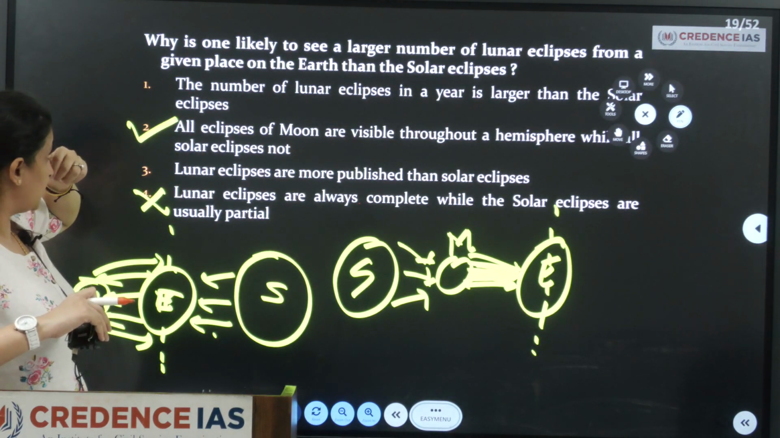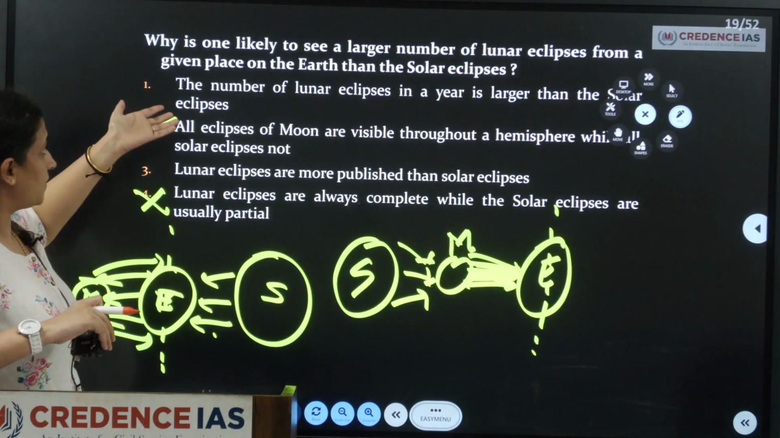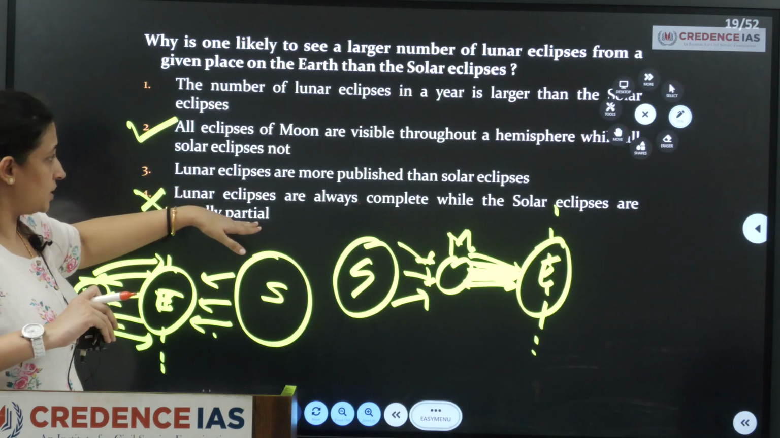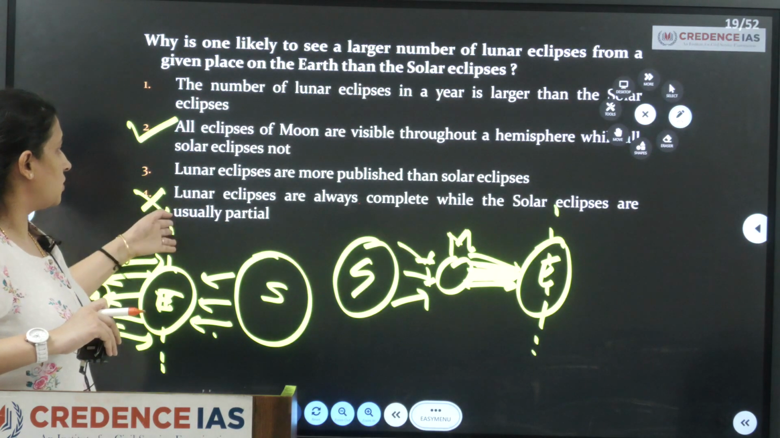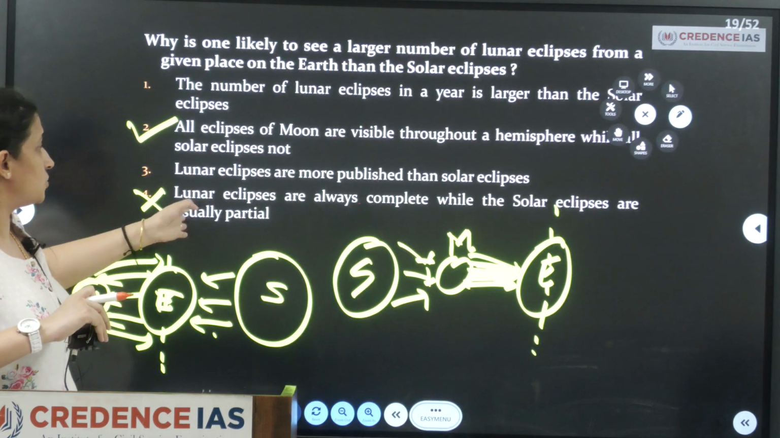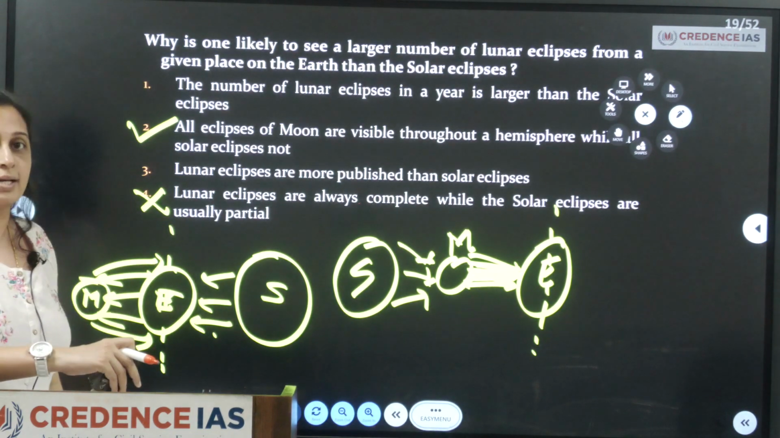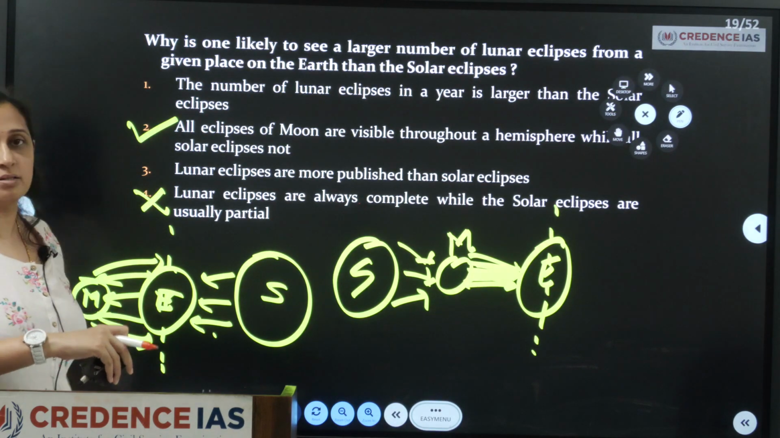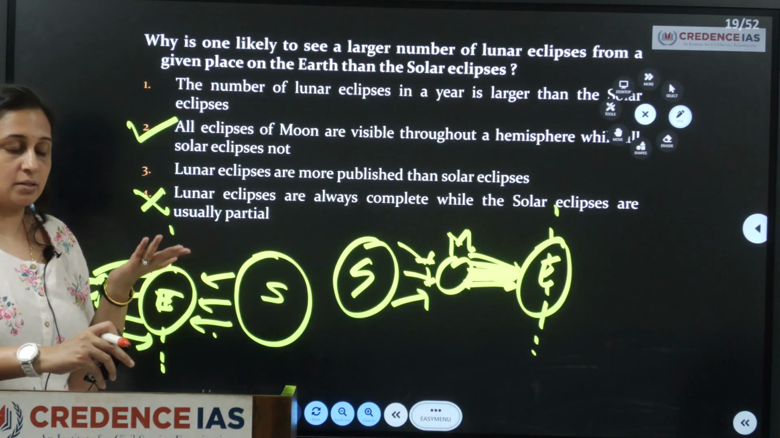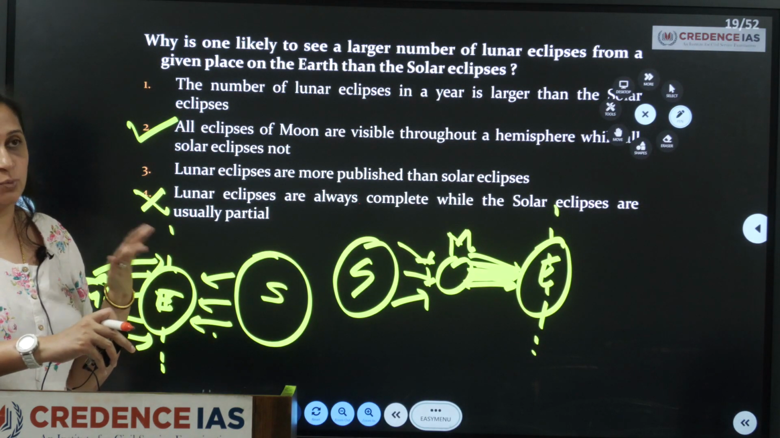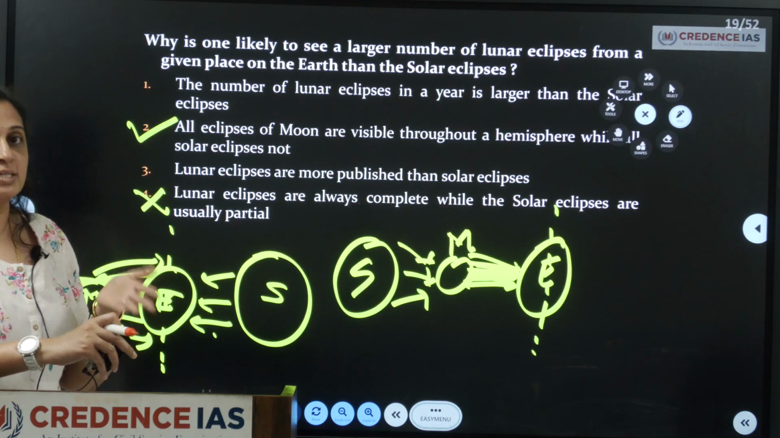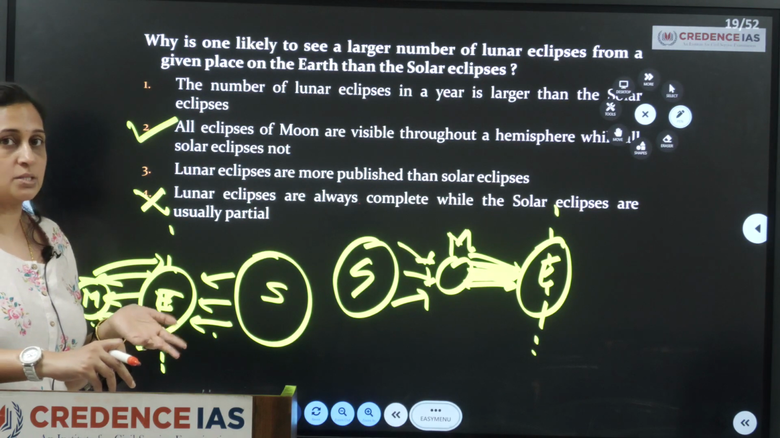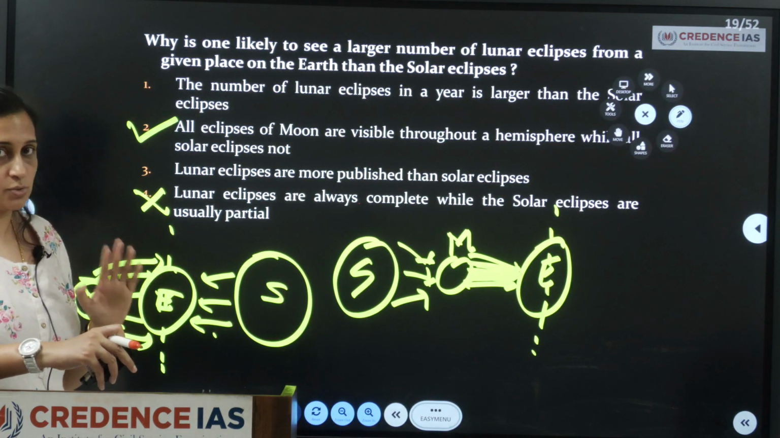That is, we are likely to see a larger number of lunar eclipses from a given place on the earth than solar eclipses. It's not because lunar eclipses are more publicized, or because they are always complete while solar eclipses are usually partial. No, even solar eclipses can be total, and the number of lunar eclipses in a year is not larger than solar eclipses. As the earth orbits the sun and the moon orbits the earth, the moon is indirectly orbiting the sun as well. So the occurrences of lunar and solar eclipses will usually be equal.